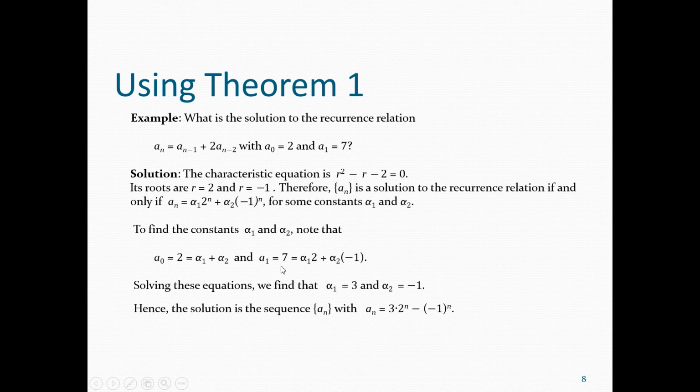a1 is equal to 7, so we replace n with 1 in an. So we have 7 = 2α1 + (−1)α2. We have these two equations. Now solving these two equations simultaneously, we have α1 = 3 and α2 = −1. And so our solution is an = 3·2^n − (−1)^n. This is the solution and this is the application of theorem 1.